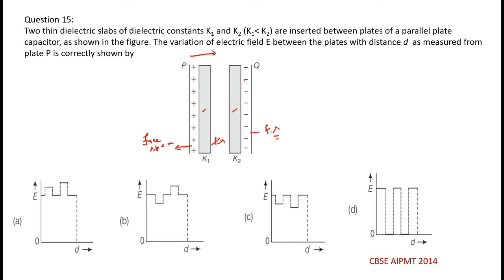How electric field varies. Suppose there are no dielectrics. If there is no dielectric, there is no variation in electric field. It's uniform, we know that. But there is a dielectric. Dielectrics will undergo what is known as dielectric polarisation. So, electric field will decrease.